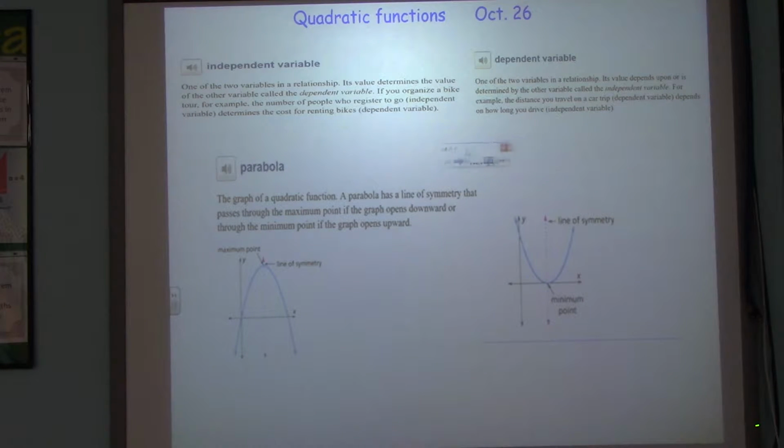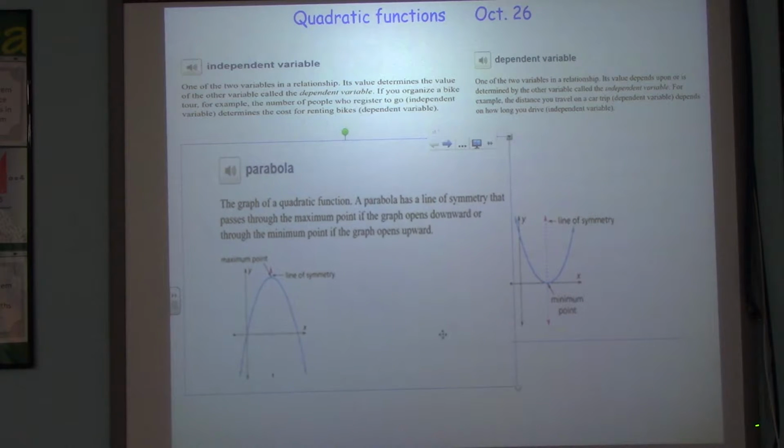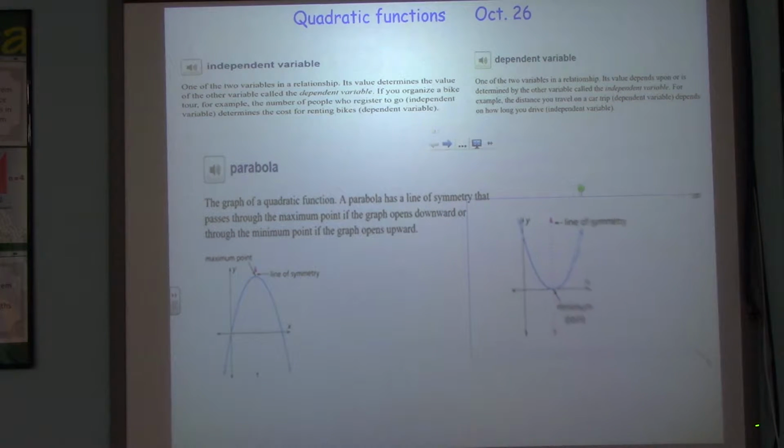The very first thing that I'd like you to put in your notes has to do with parabolas. We're now going to move out of our linear world, where we've been for the last couple of months actually, and we're going to be moving into this parabola world. The graph of a quadratic function, a parabola, has a line of symmetry. That line of symmetry is right here and right here. It's either going to go up and over or down and up, with maximum and minimum points.